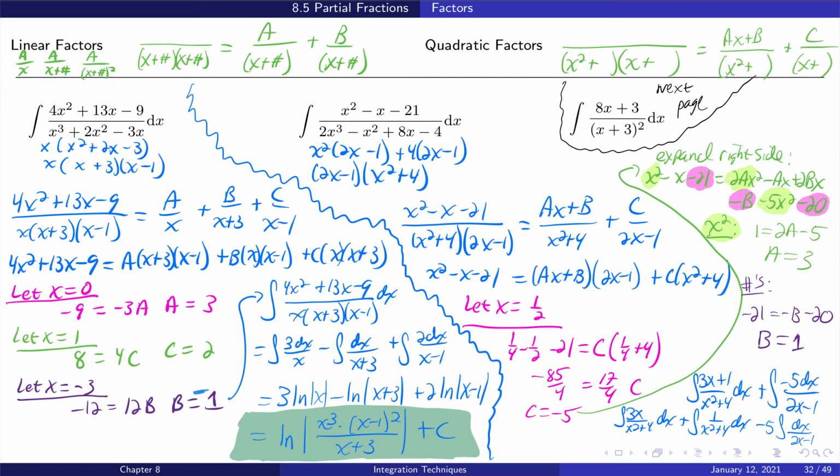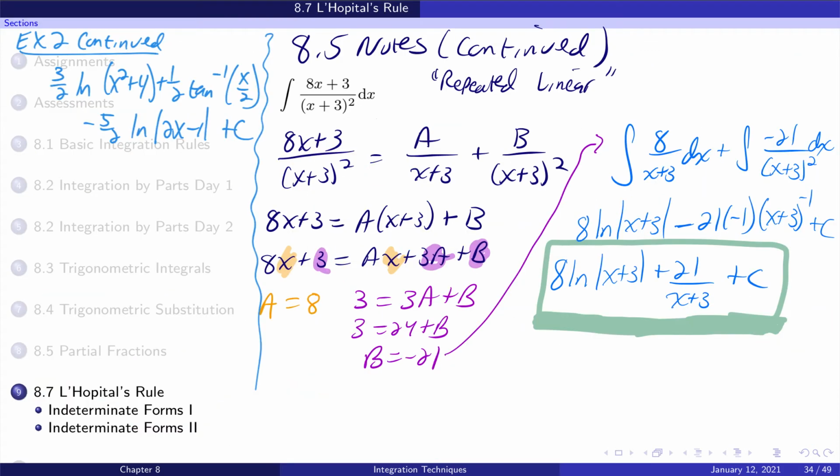Anyway, now that we've discovered what a, b, and c are, our original rational function breaks down into these two separate functions, 3x plus 1 over x squared plus 4, and then a negative 5 over 2x minus 1. The antiderivative of this first one needs to be split again so that we get 3x over x squared plus 4 plus the antiderivative of 1 over x squared plus 4, and then minus 5 times the antiderivative of 1 over 2x minus 1. And I've run out of space to put the answer, so I'll have the answer on the next slide. So there wasn't enough space on that previous slide.